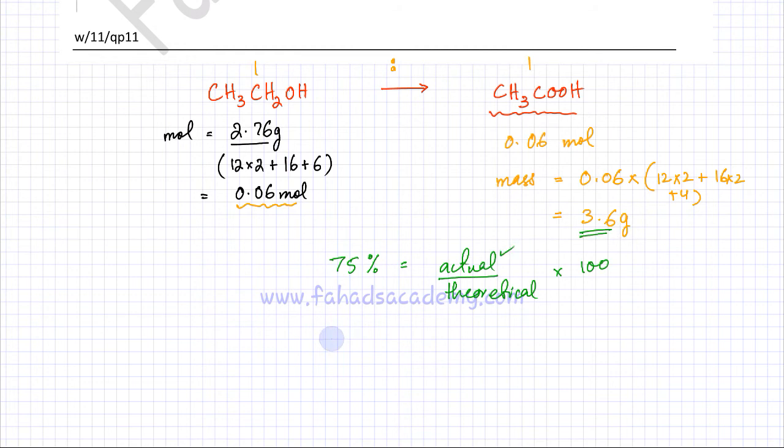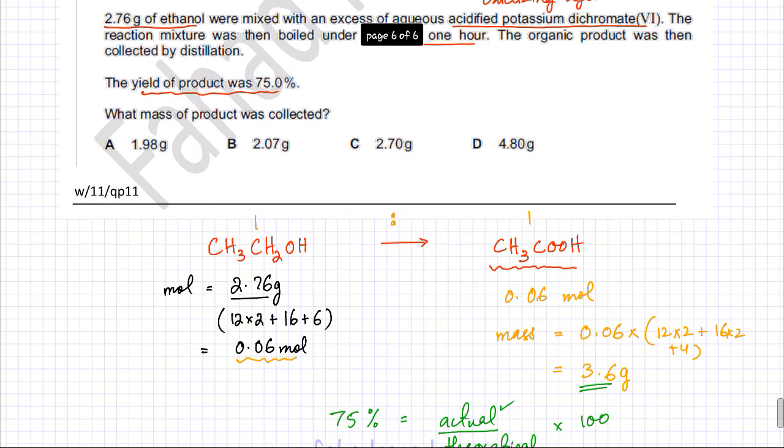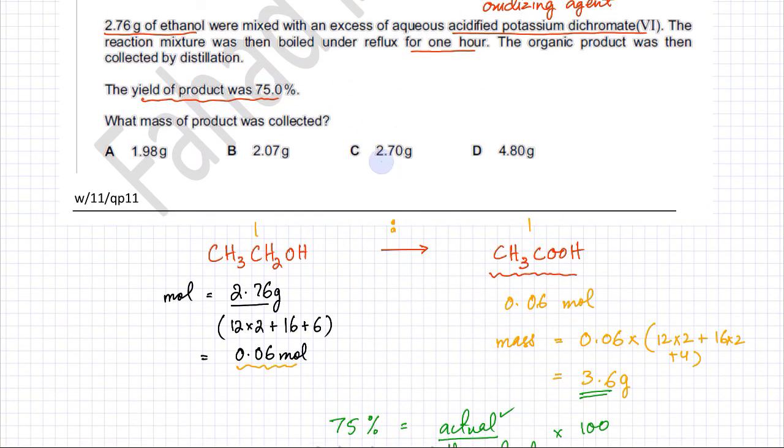So that would be 75. Bring the 100 to the other side, that would become 75 divided by 100. Get the theoretical mass over there, that's 3.6, and that would be equal to the actual mass. So rearranging the formula, the actual mass would be 3.6 into 75, or 75% of 3.6, which comes out to be equal to 2.7 grams. So this is your actual mass that would be obtained in the reaction. So the correct answer for this question is going to be option C.